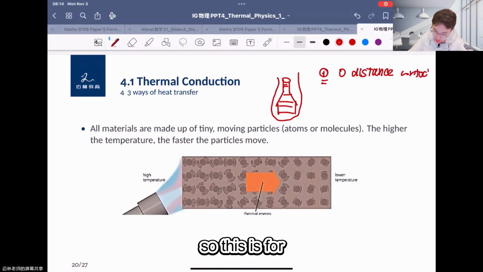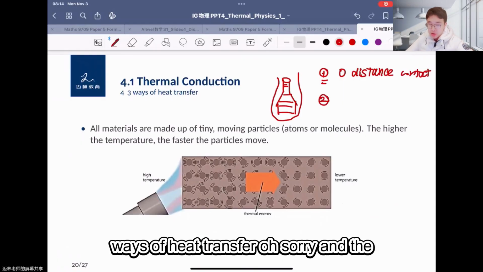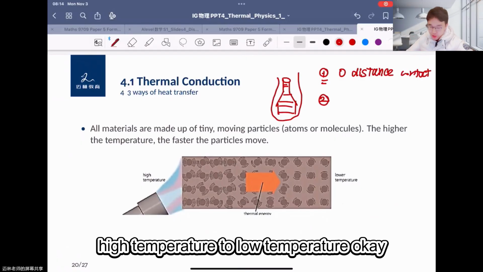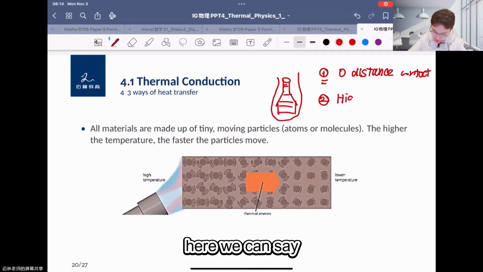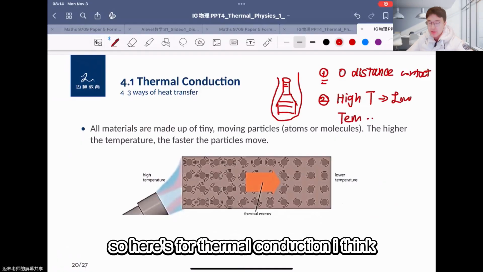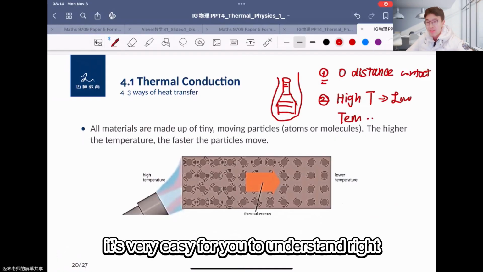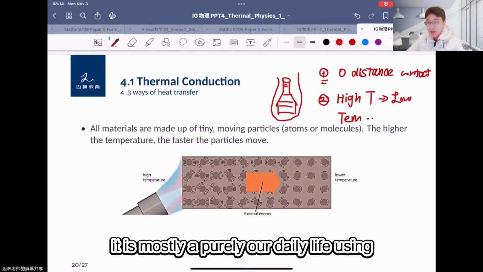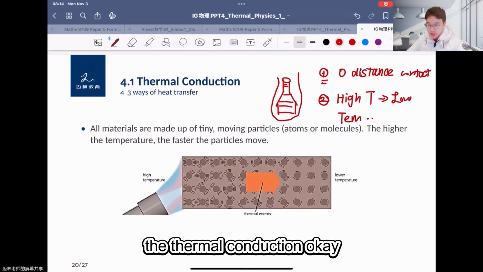So for thermal conduction, it's just zero-distance contact, okay? And the direction of heat transfer is from high temperature to low temperature. So that is thermal conduction. I think it's very easy for you to understand, right? It appears mostly in our daily life.